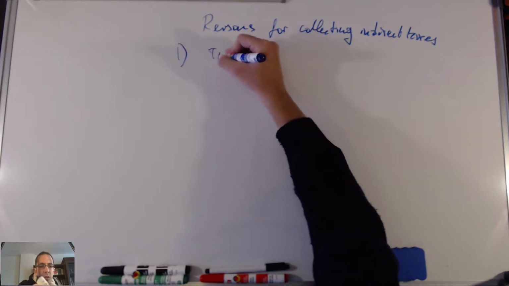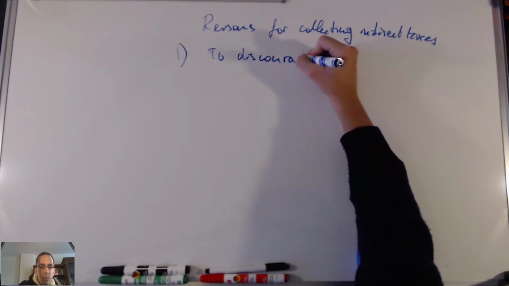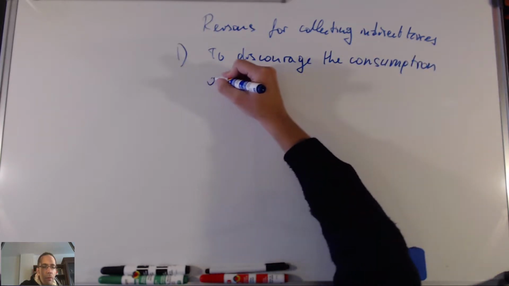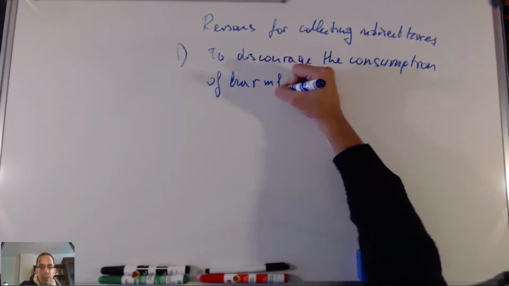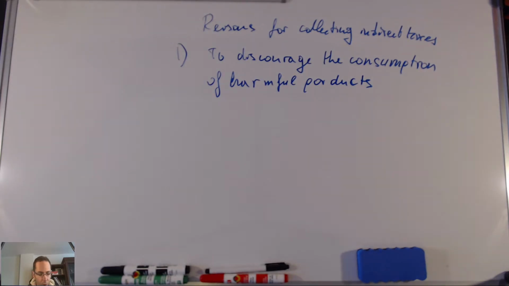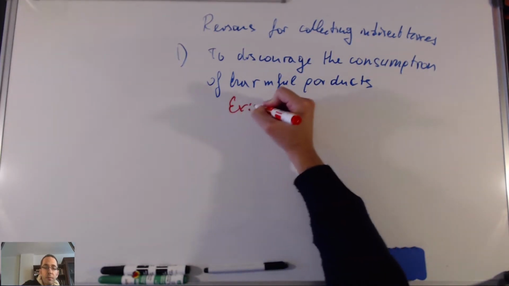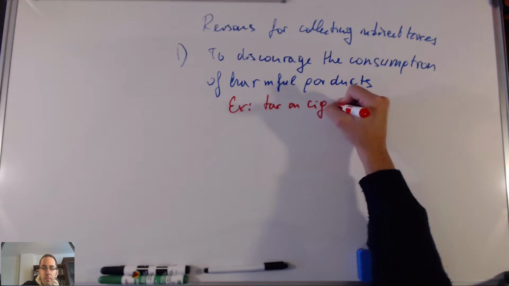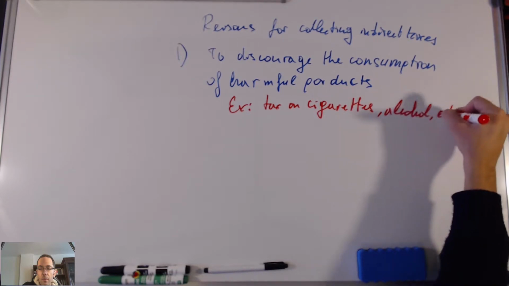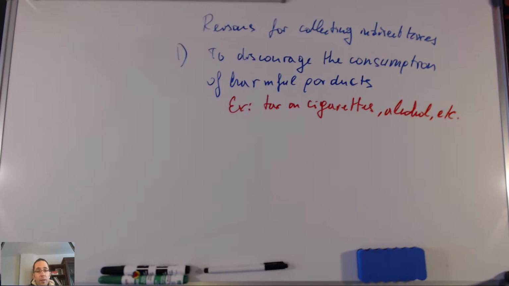And the first reason is to discourage the consumption of harmful products. The example over here that we can use would be a tax on cigarettes, tax on alcohol, products that are generally considered harmful to society. The next reason why the government imposes these taxes would be to correct existing market failures.